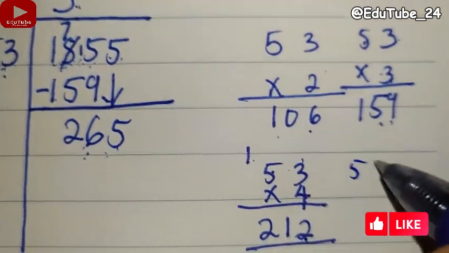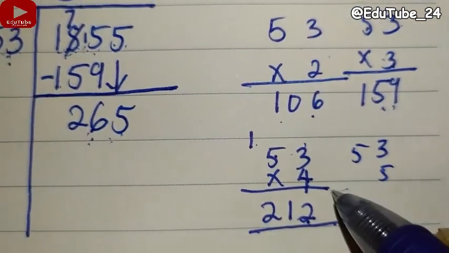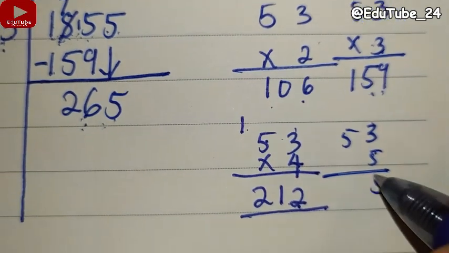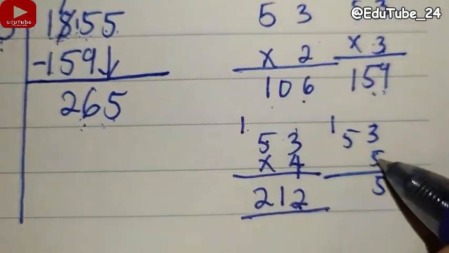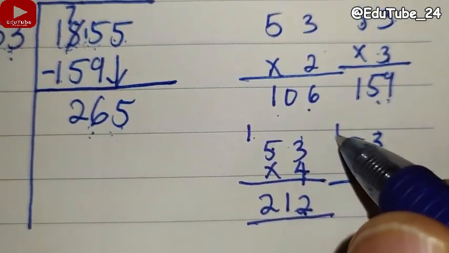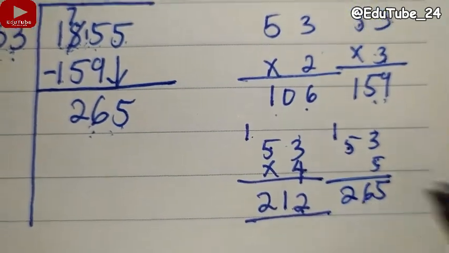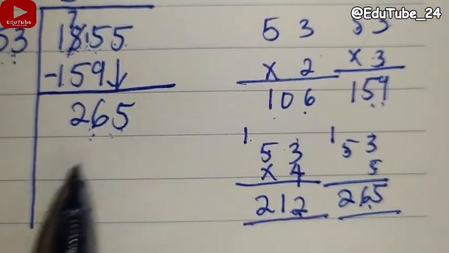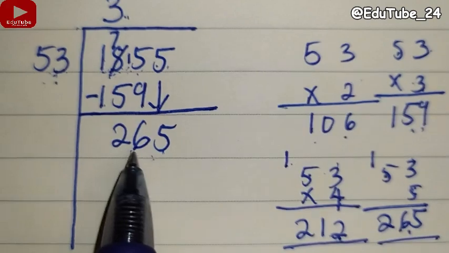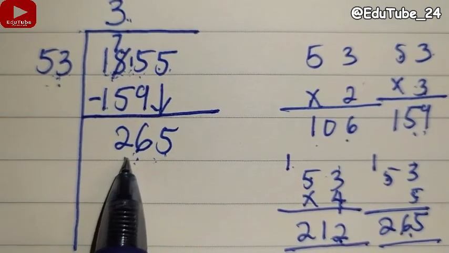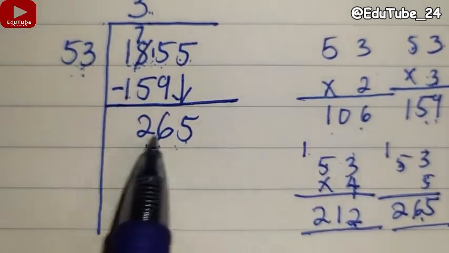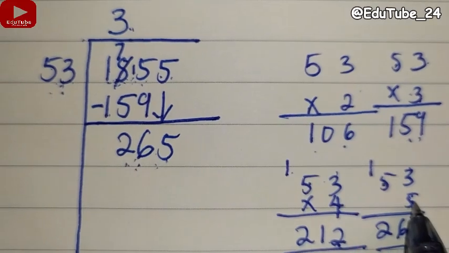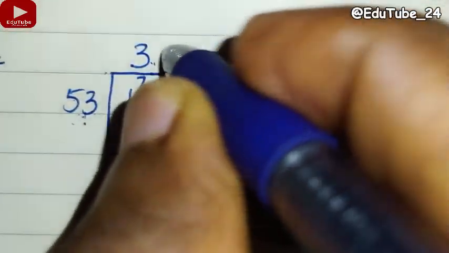So I will say 53 times 5, and 5 times 3 gives me 15, and carry 1. 5 times 5 will give me 25. 25 plus 1 will give me what? 26. So I have 265, which is equal to the number that we want to divide. So meaning that 53 in 265 will give me what? 5. So I'm going to write the 5 up here.